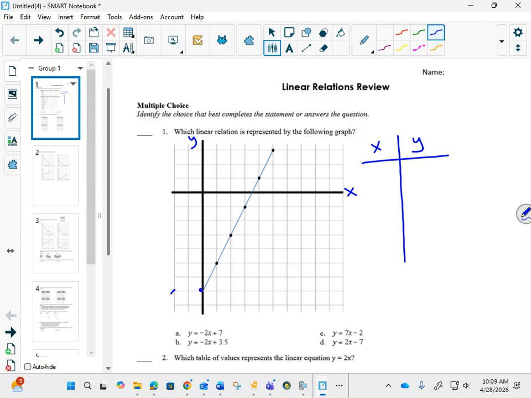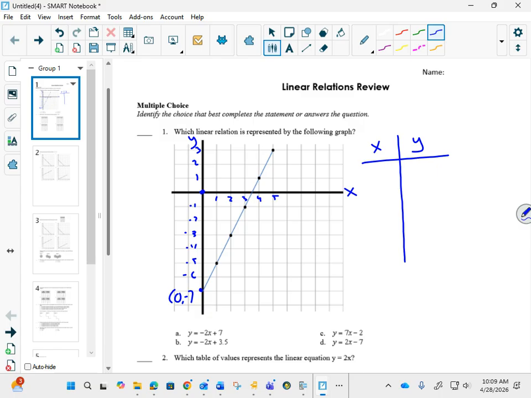This point is 0, minus 7. This point, 1, 2, 3, 4, 5. Negative 1, negative 2, negative 3, negative 4, negative 5, negative 6, negative 7. And 1, 2, 3. So going to the right is positive numbers. Going to the left would be negative numbers. Going up from 0, 0, this is called your origin right here, 0, 0. Going up is positive. Going down is negative.